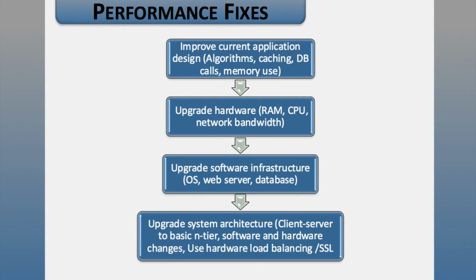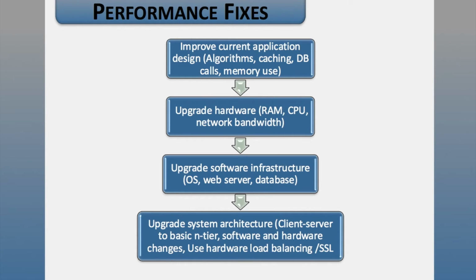Let's talk about how to fix these performance issues, how to conduct performance fixes. The first step is to improve the current application design by improving the algorithm, caching, DB calls, and memory usage. Then upgrade the hardware. There should be hardware matching the software design, so RAM, CPU, and network bandwidth also have to be upgraded. Upgrade the software infrastructure, which is the third step, which includes the operating system, web server, databases, and application servers.